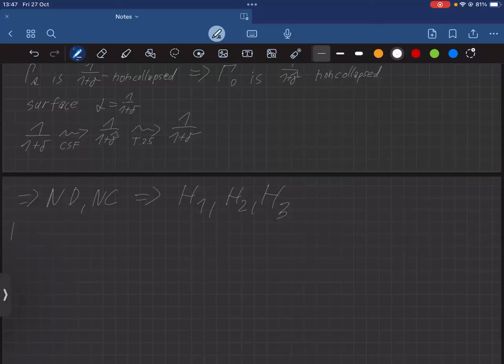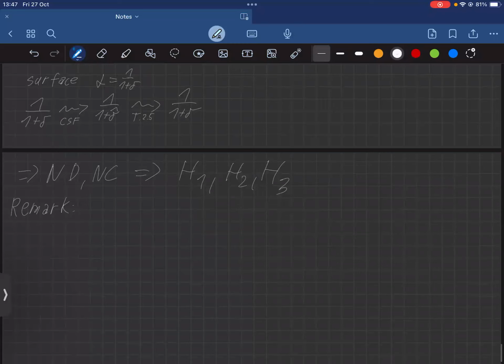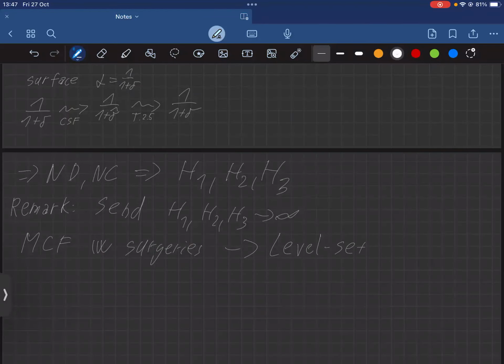Okay, there's maybe one small remark from me before I end this talk, which I found quite interesting. It turns out that if we send H1, H2, and H3 to infinity, the mean curvature flow with surgeries will converge to the level set flow, which is exactly the weak solutions for the mean curvature flow.